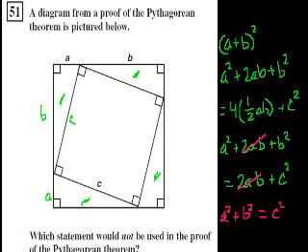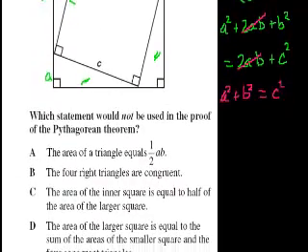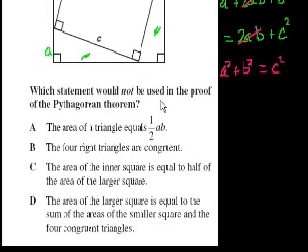So let's see which of their choices matches what we did. Which statement would not be used in the proof of the Pythagorean theorem? The area of a triangle equals 1/2 AB. No, we used that. We had to use that. The four right triangles are congruent. No, we used that. The area of the inner square is equal to half of the area of the larger square. No, we didn't use that. I think this is the one that would not be used in the proof.